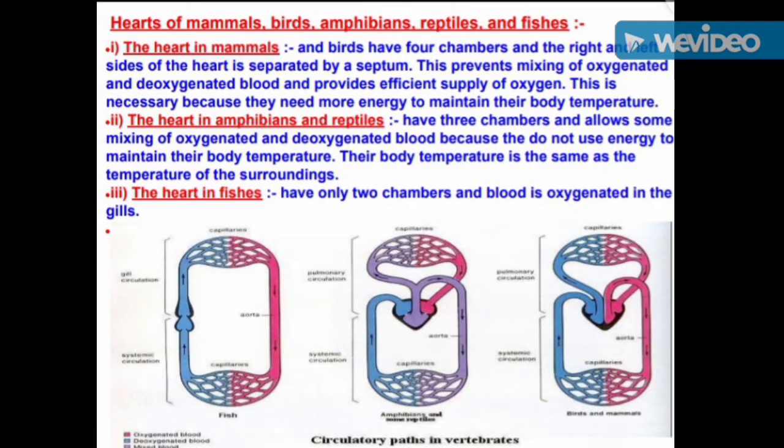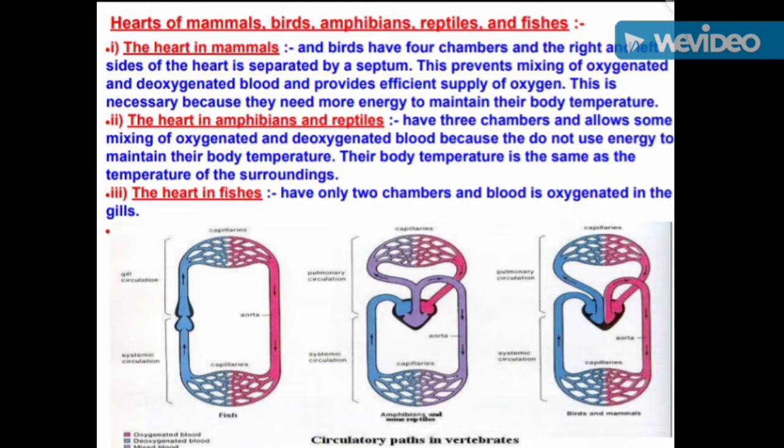Let's move further. Hearts of mammals, birds, amphibians, reptiles, and fishes. First of all, the heart in mammals. How is the heart in mammals? How is it different? The difference between the hearts of mammals, amphibians, and fishes.